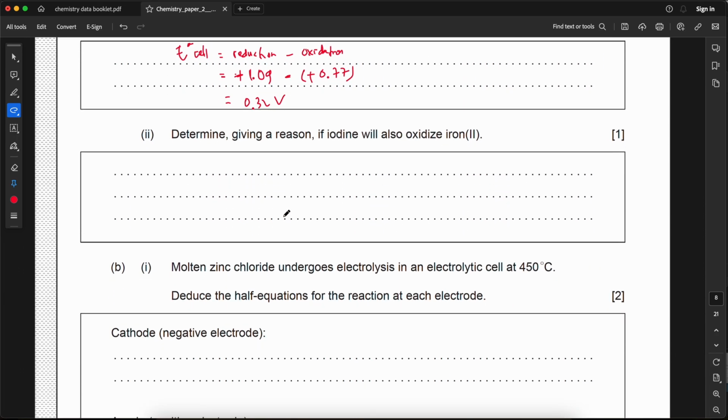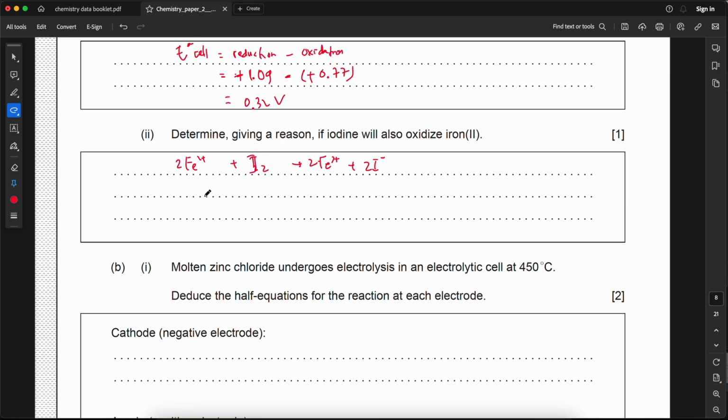Determine, giving a reason, if iodine will also oxidize iron 2. Okay, so let's see how the reaction would be. So 2 Fe2+ reacts with iodine to produce 2 Fe3+ and 2 I minus. Just replace Br2 with I2.